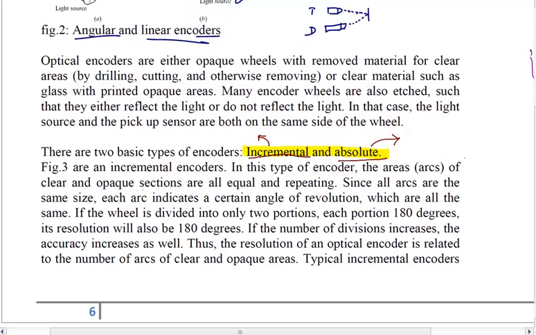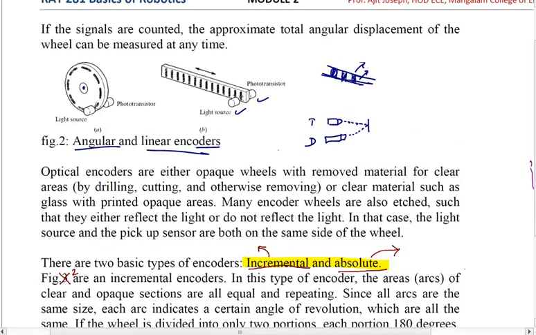The example of this is given in figure 2. Here I have written it as figure 3, which should actually be figure 2. Okay. So in figure 2, as you can see, these two are basically the incremental encoders. The first is an angular one and the second one is a linear one. What is happening here I have already explained in a previous video. Now here, as you can see, there are arcs.